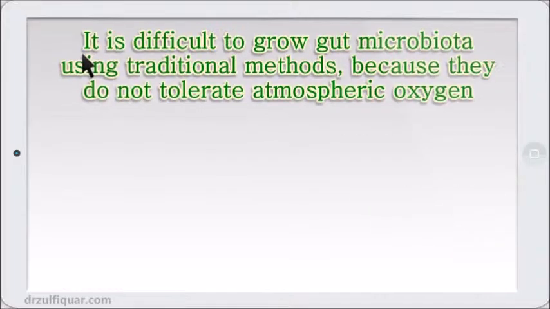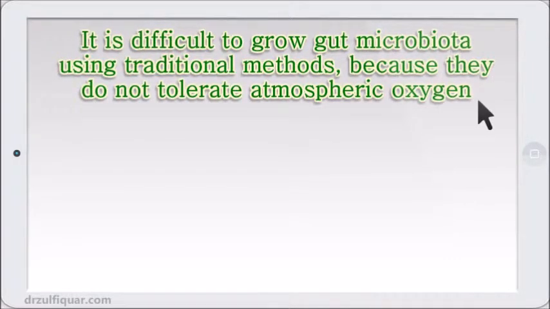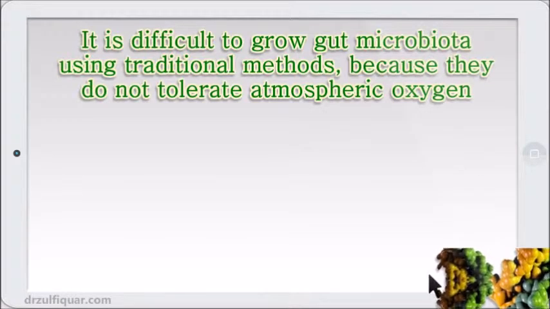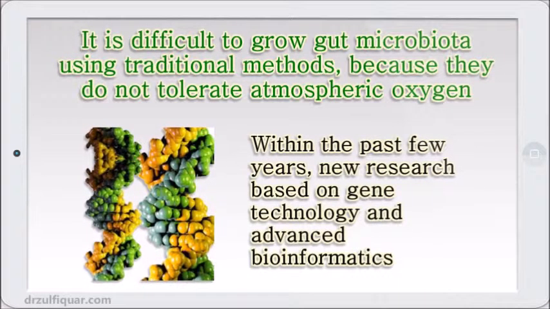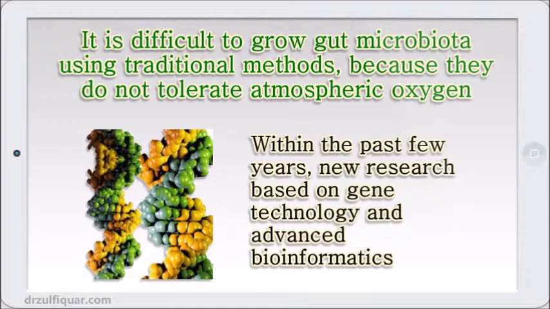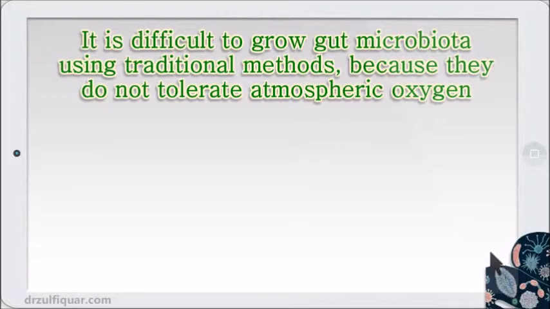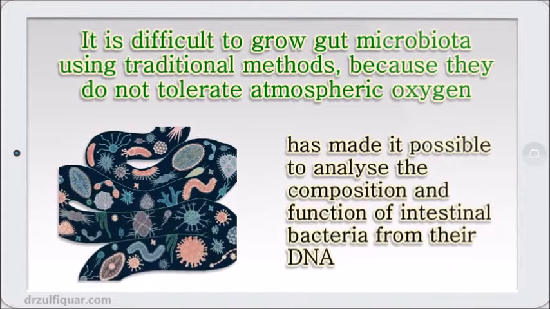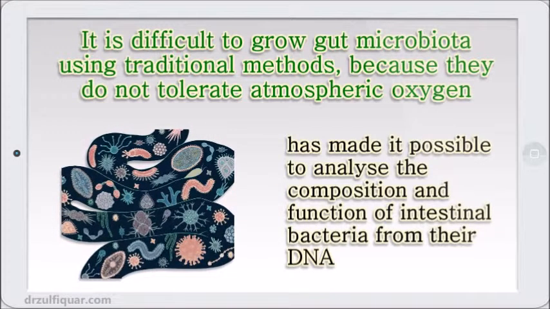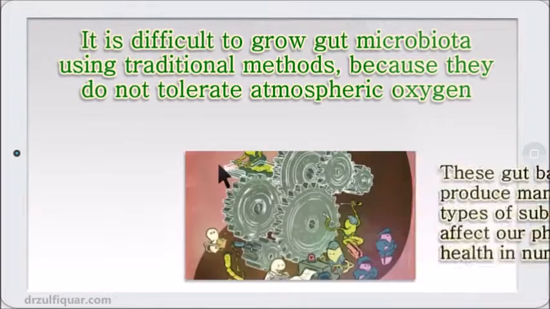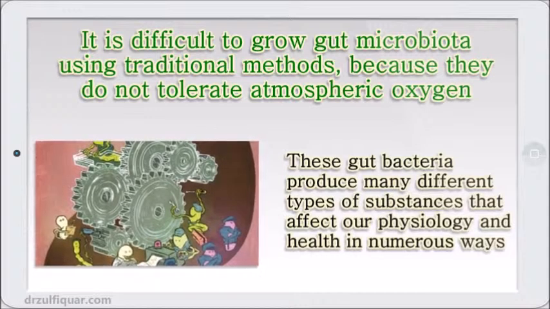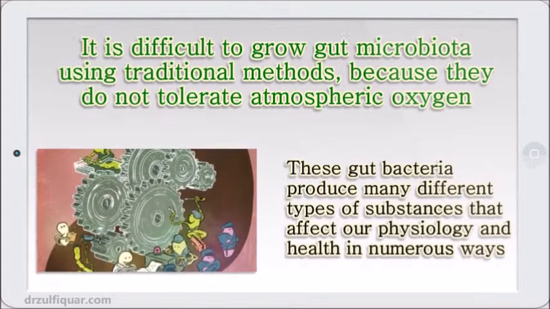It is difficult to grow gut microbiota using traditional methods, because they do not tolerate atmospheric oxygen. Within the past few years, new research based on gene technology and advanced bioinformatics has made it possible to analyze the composition and function of intestinal bacteria from their DNA. These gut bacteria produce many different types of substances that affect our physiology and health in numerous ways.